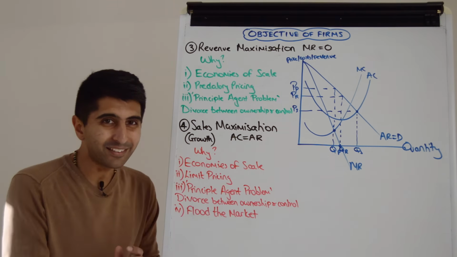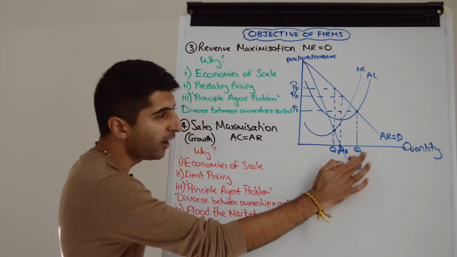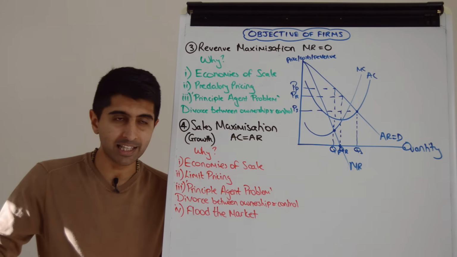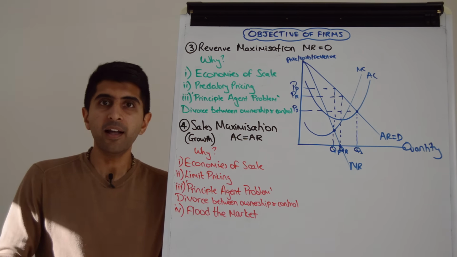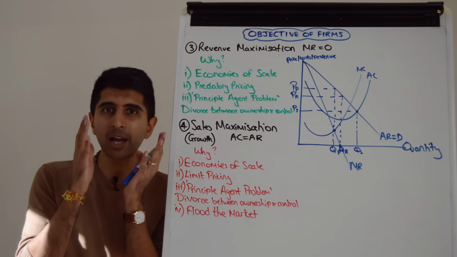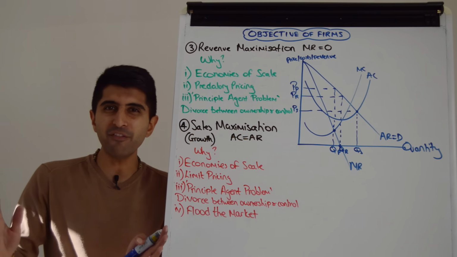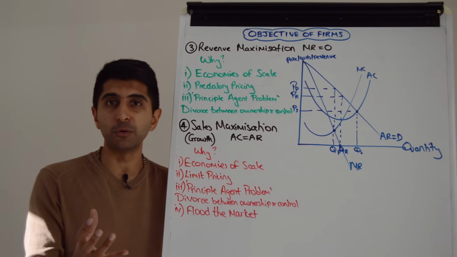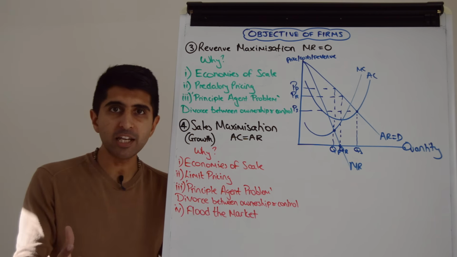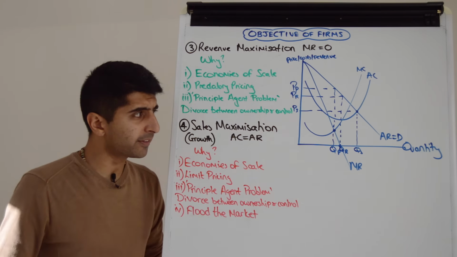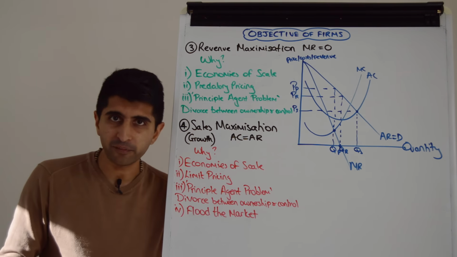But another reason is to flood the market. A benefit of producing loads of output and selling it in the market is you flood the market, and therefore loads and loads of the consumers become aware of your product. As they become more aware, as they see your product everywhere, they develop loyalty towards it. And then down the line, you can change your objective away from sales maximization towards maybe a profit max objective.